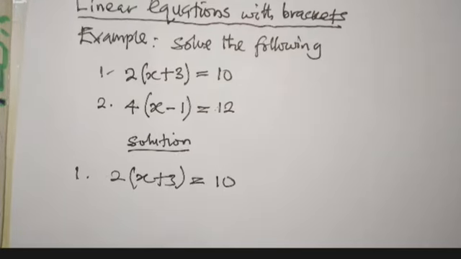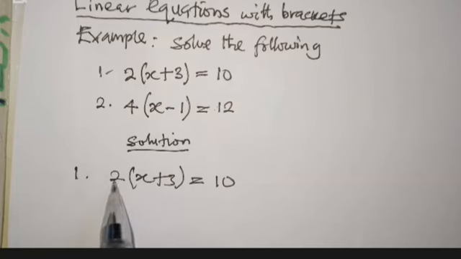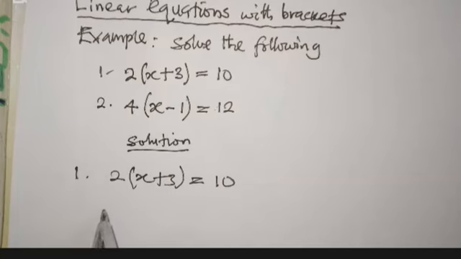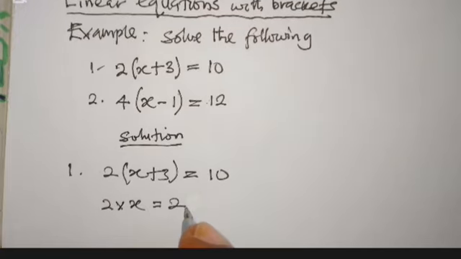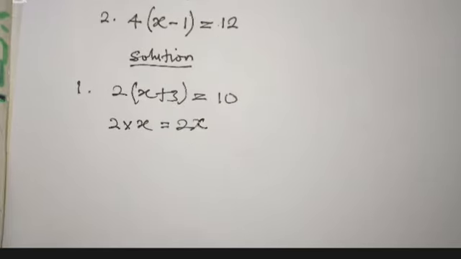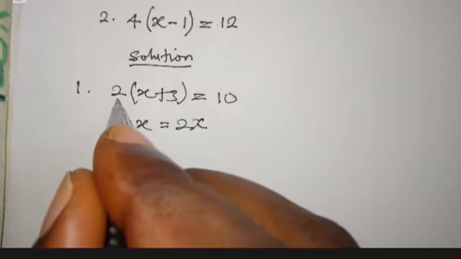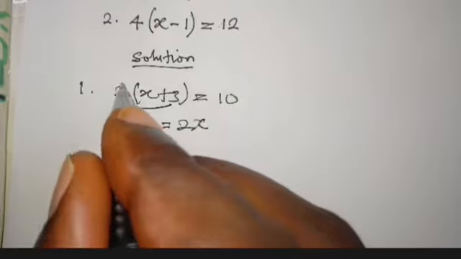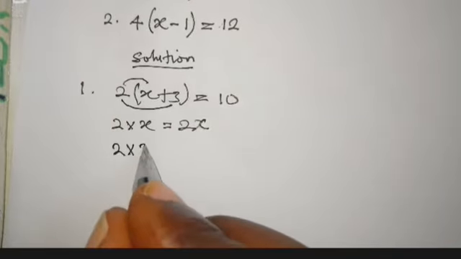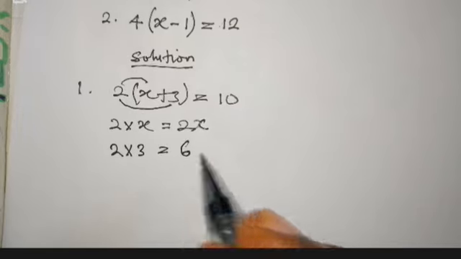First, whenever you see a bracket, the first step is to remove the bracket. You remove the bracket by multiplying 2 with everything inside the bracket. That is 2 times x, which gives us 2x. Then 2 times 3 gives us 6.